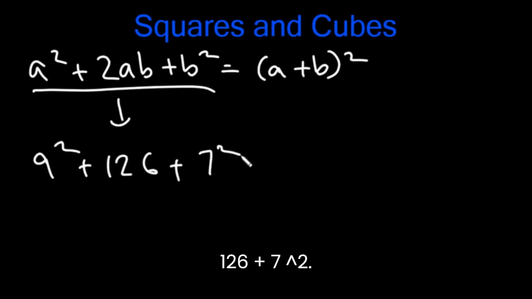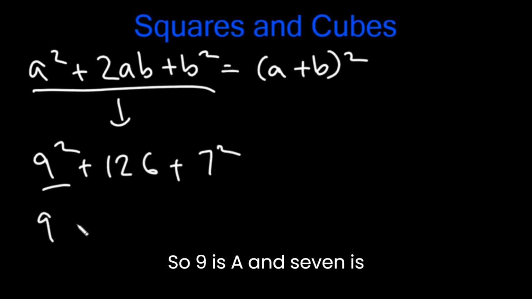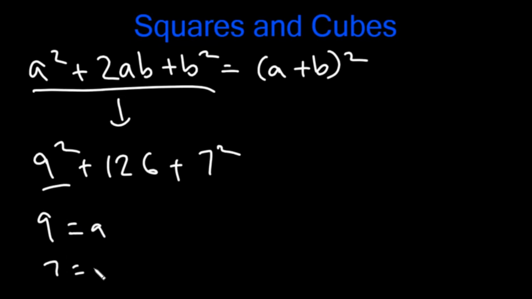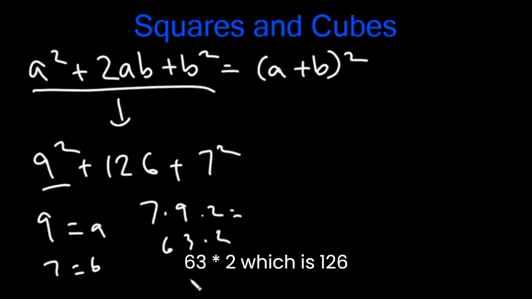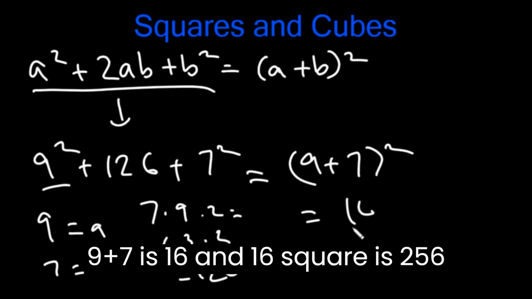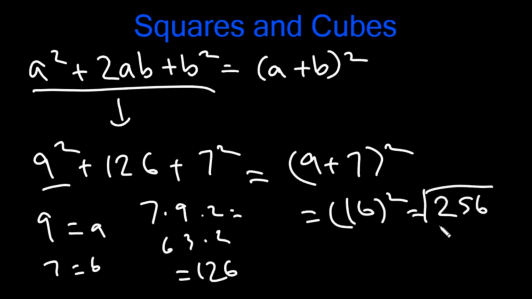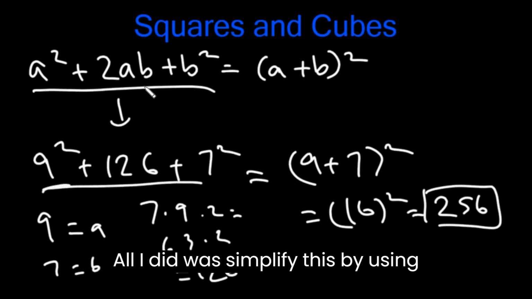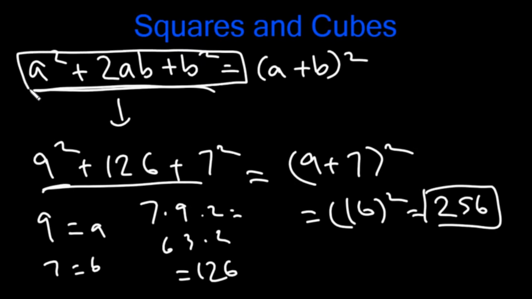126 plus 7 squared. So 9 is a and 7 is b. 7 times 9 times 2 is 63 times 2, which is 126. So this is just (9 plus 7) squared. 9 plus 7 is 16, and 16 squared is 256. All I did was simplify this by using this equation.